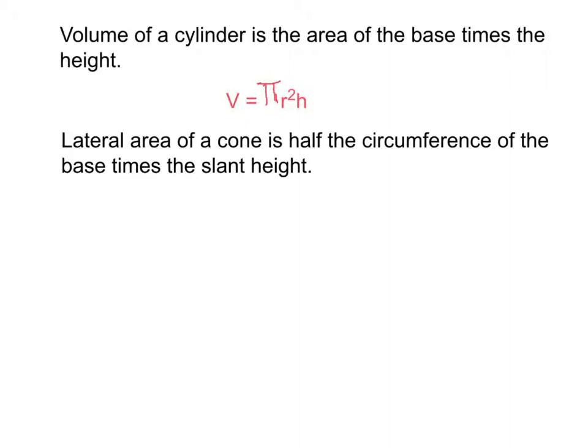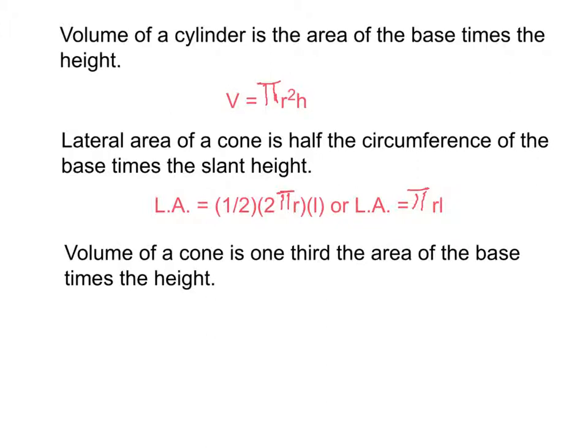Now if we move on to talk about a cone, the lateral area of a cone is equal to half the circumference of the base times the slant height. Remember, slant height is the height up the side. It's not the vertical altitude or height, it's the height up the side of the cone. Now in formula form, it would be 1/2 times 2 pi r times L, where L is the slant height, or simplified, simply pi r L, where r is the radius and L is the slant height.